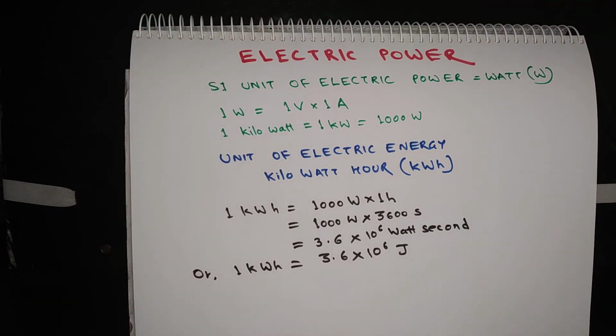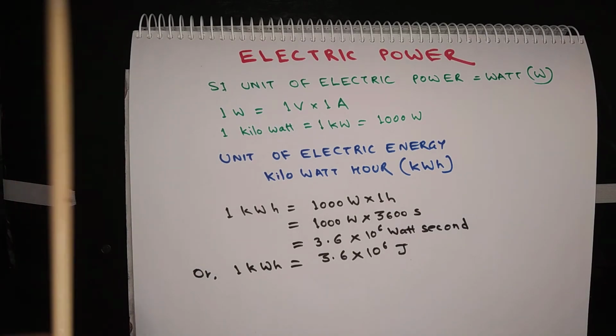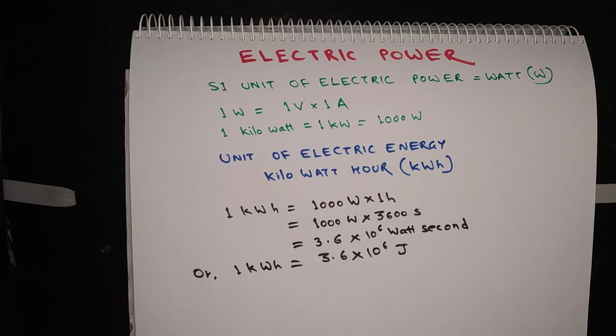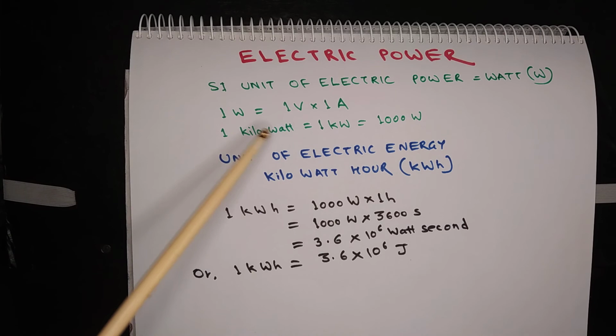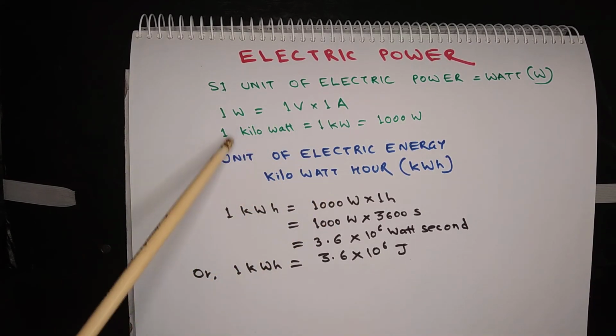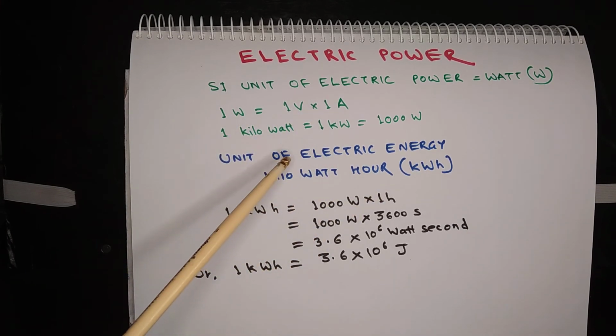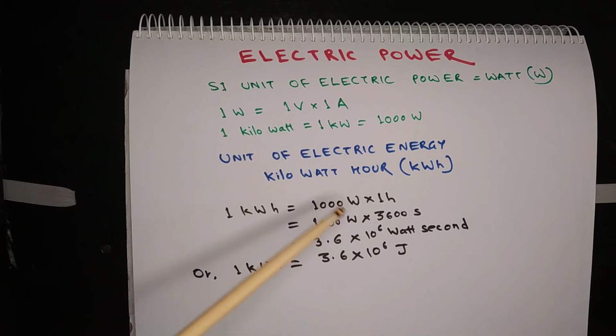In this section, you will learn about the unit of electric power. SI unit of electric power is watt, and 1 watt is 1 volt into 1 ampere, because in the previous section you read that power is equal to volt into current. Now, since watt is a smaller unit, we generally use kilowatt, and 1 kilowatt is 1000 watt. Now, what is the unit of electrical energy? It is kilowatt hour, because even 1000 watt is not a big quantity.